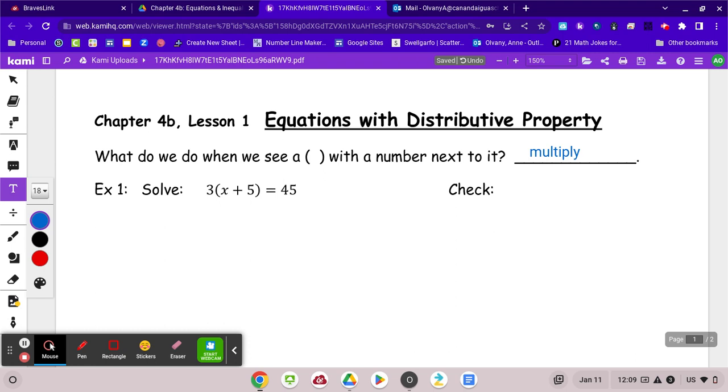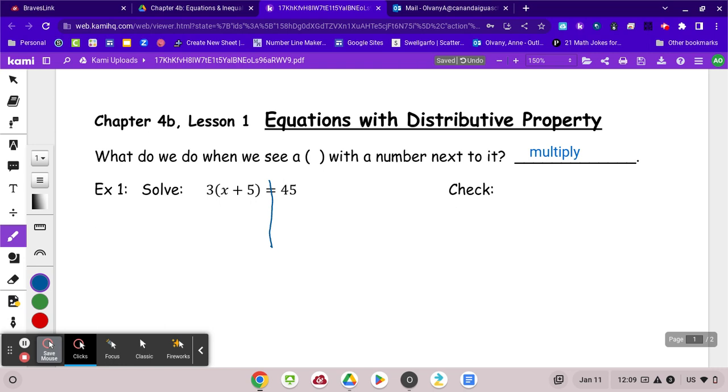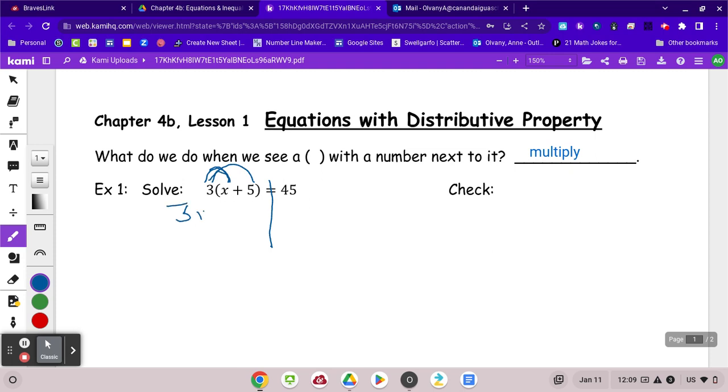I see an equal sign, so I'm going to split. And then I'm going to say, oh boy, I have a number with a parenthesis. I am going to distribute this number. 3 times x is 3x. And 3 times positive 5 is 15.